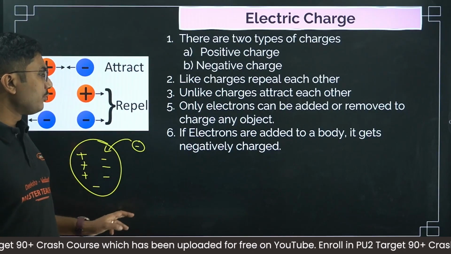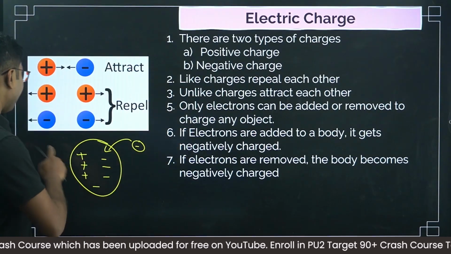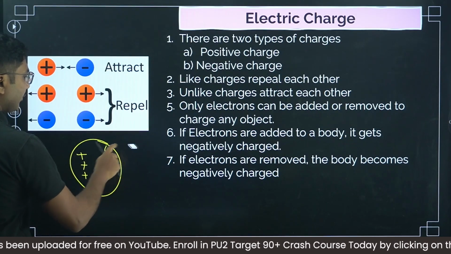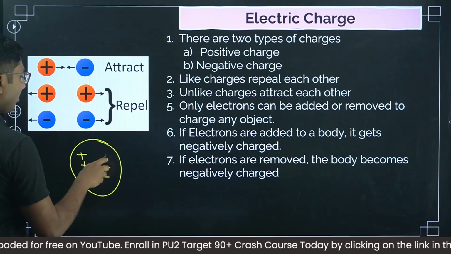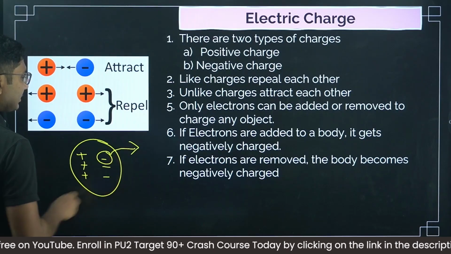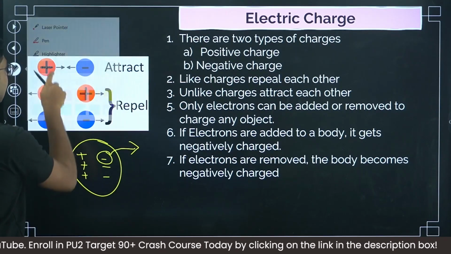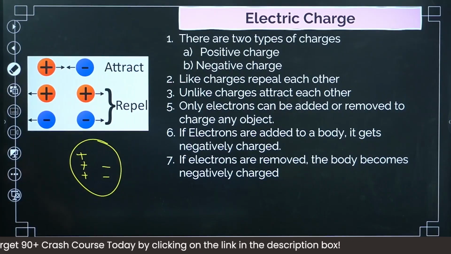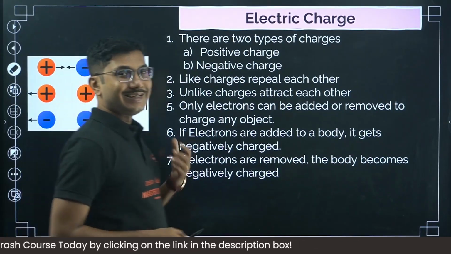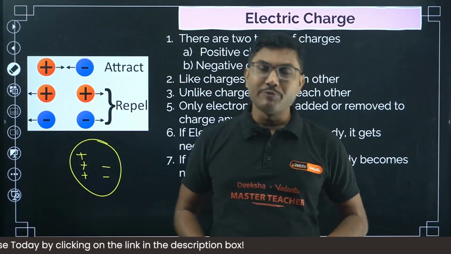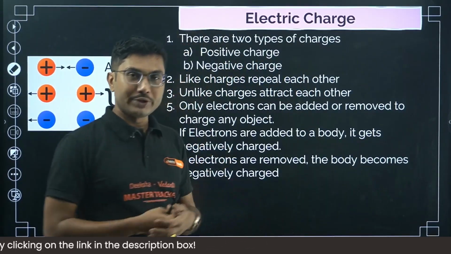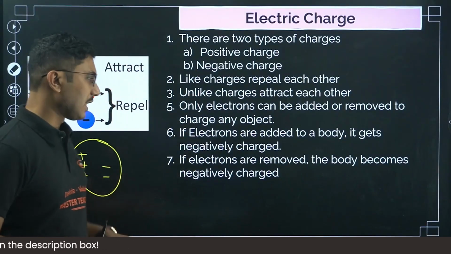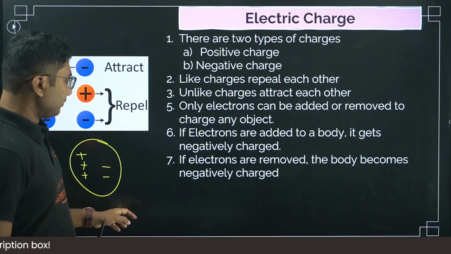And if you remove the electrons already present in this neutral object, then it becomes positively charged. Why? Because this charge is removed. Once you remove this charge, there is an imbalance of charge, and because of the imbalance, the object becomes positively charged, right? So only electrons can be added or removed, and by adding or removing electrons, you can make an object negatively or positively charged.